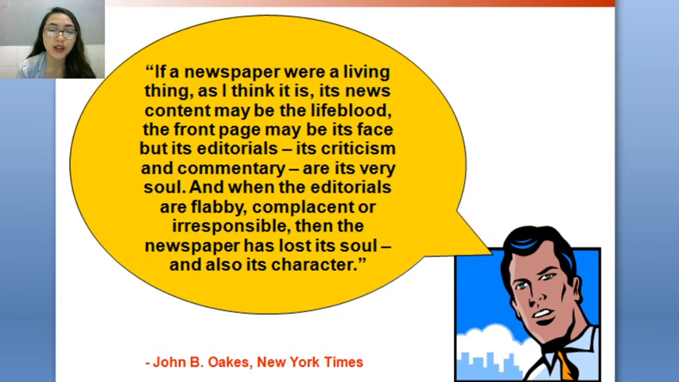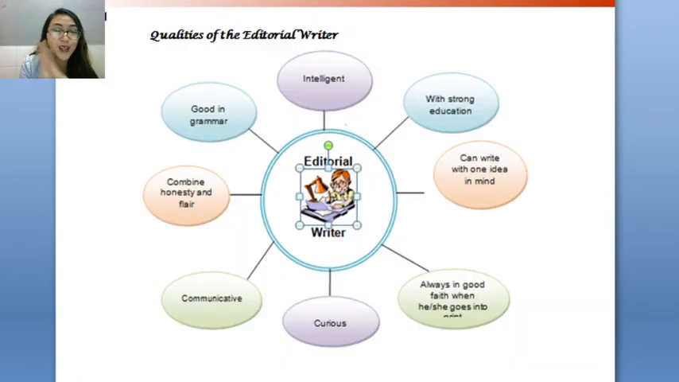And when the editorials are flabby, complacent, or irresponsible, then the newspaper has lost its soul and also its character. So, kung mawala yung editorial writers na yan, there's no such thing as character na meron ang isang newspaper. So, huwag tayo maging flabby or irresponsible, lalo na sa pagsusulat natin. Okay? So, I know you are already doing your job well.